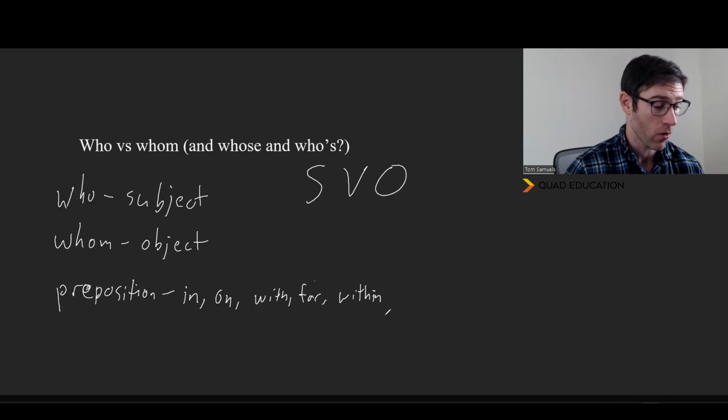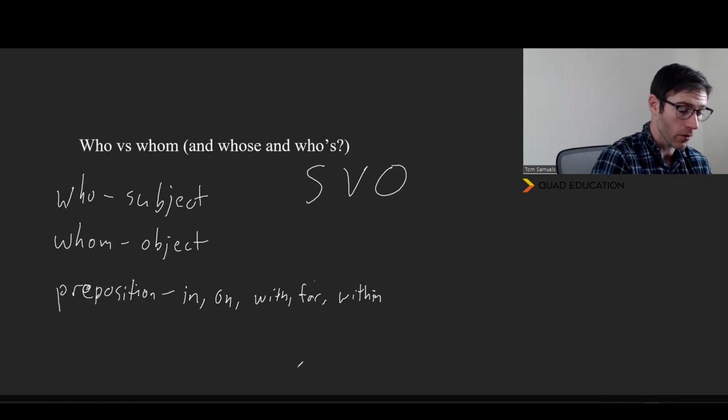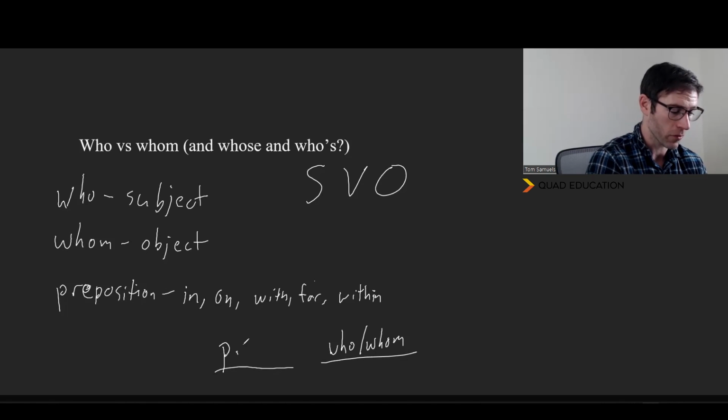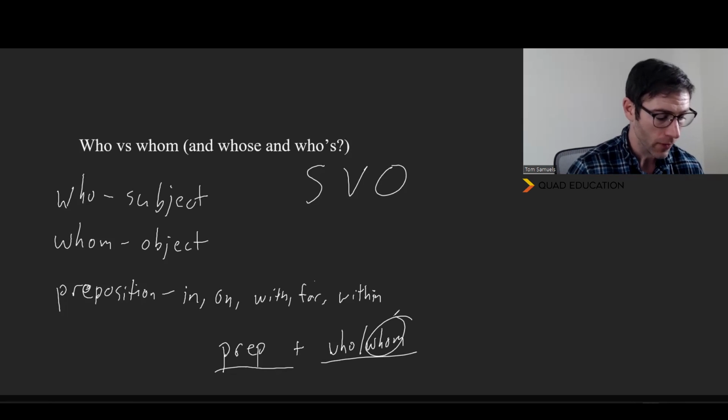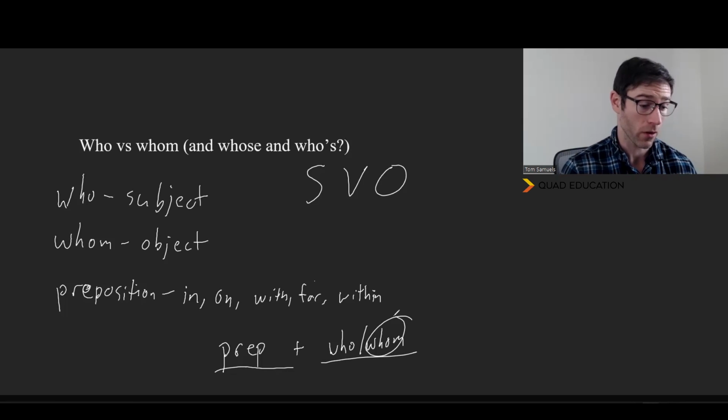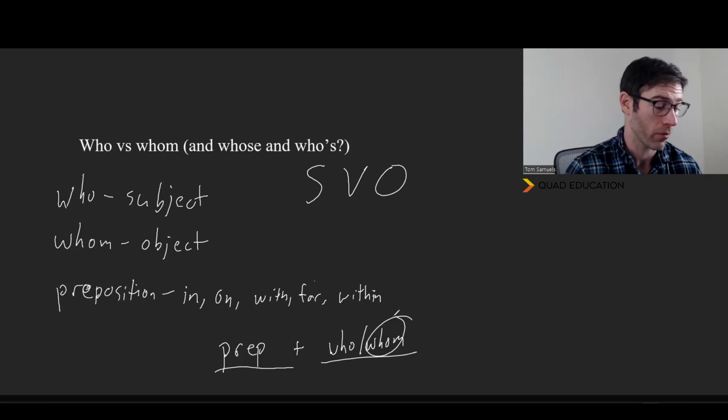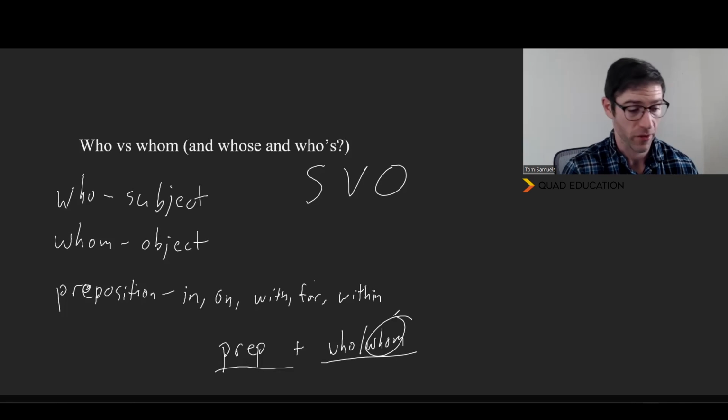And so the rule is, look to the word before the choice of who versus whom. And if that word before the who versus whom choice is a preposition, it will always be whom. That's to say, whom will always follow a preposition. If the word before the who versus whom choice is not a preposition, then it's not going to be whom. So that's a really important point to remember. And generally in English, object pronouns always follow prepositions in general.